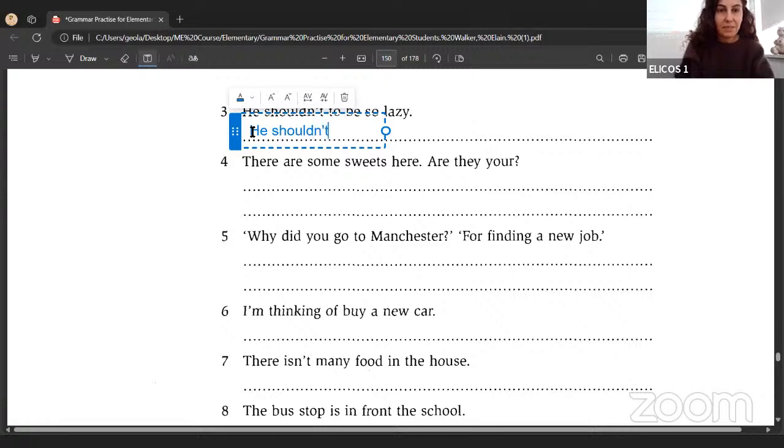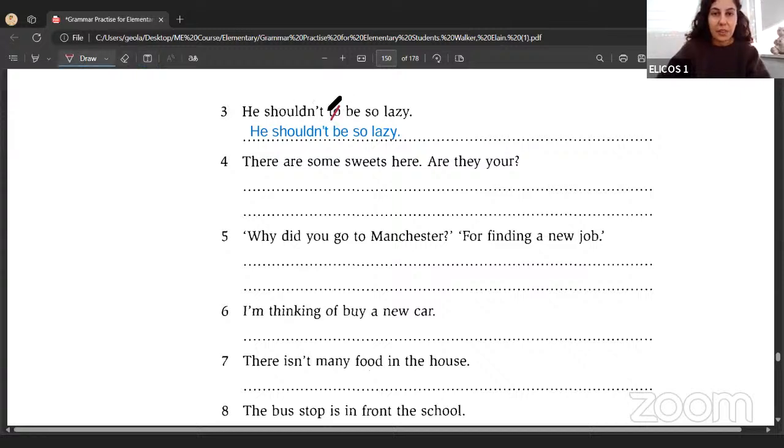He shouldn't. No, he shouldn't be so lazy. So what was happening is that you don't need to put "to", because when you've got "should" plus a verb, remember: I should study, I should speak to Maria, I should work hard. This is just because it's a negative. You need "should" and then the verb immediately after it. So, he shouldn't be so lazy.